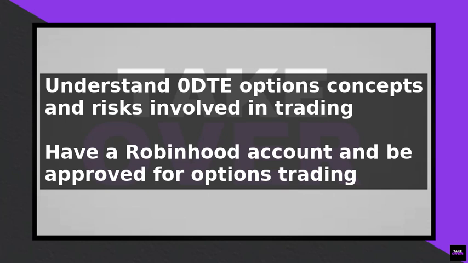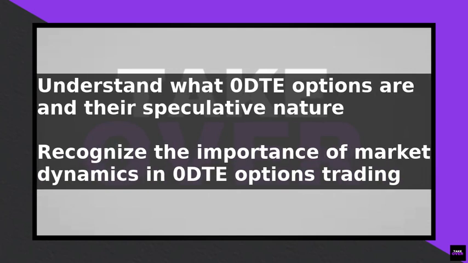0DTE stands for 0 days to expiration, which means the option expires on the same day it is traded. These options are highly speculative and require a solid grasp of market dynamics. Next, navigate to the options trading section on Robinhood and select the stock you want to trade. Choose the expiration date as the current day and the strike price you are interested in.